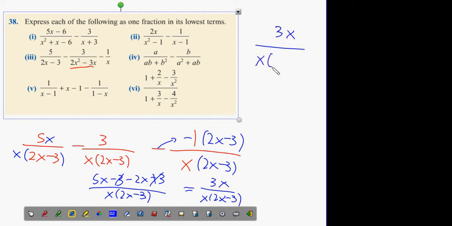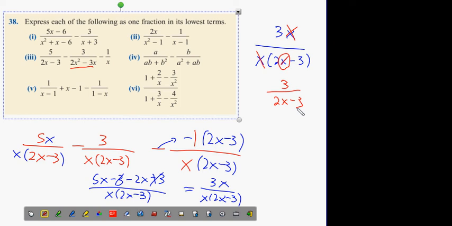This is what we need to do. Now, Brian, I'm allowed to cross off this x here with this x here. Can I explain why? The x here is being multiplied by everything on the bottom. Yeah? And this x is being multiplied by everything on the top. That means you're allowed to cross them off. But I couldn't cross off this x with that x. Why am I not allowed to cross off this x here? Because it's not being multiplied by everything on the bottom, is it? No. That 2x is not getting multiplied by that minus 3. Okay? So therefore the answer is going to be 3 over 2x minus 3.